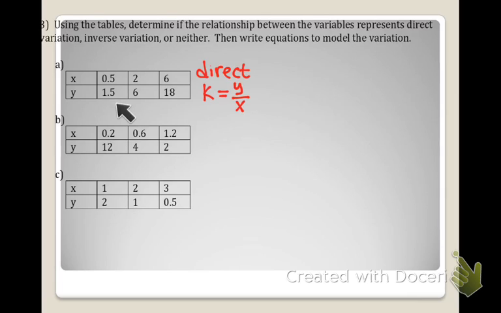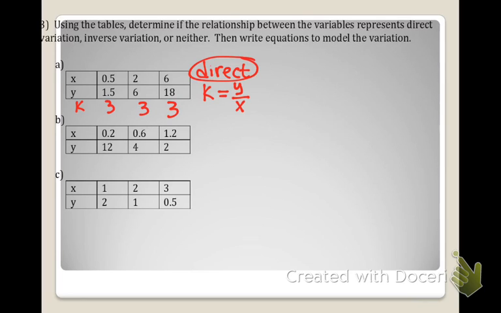So on this first one, if we take y divided by x, what would we get for k? 1.5 divided by 0.5. 3. Okay, if we take 6 divided by 2, what do we get? 3. If we take 18 divided by 6, what do we get? 3. So is this direct variation? Yes, because we got the same k every time. So if you even want to label this your k row, you can do that. Because k was the same every time, it's definitely going to be direct variation.